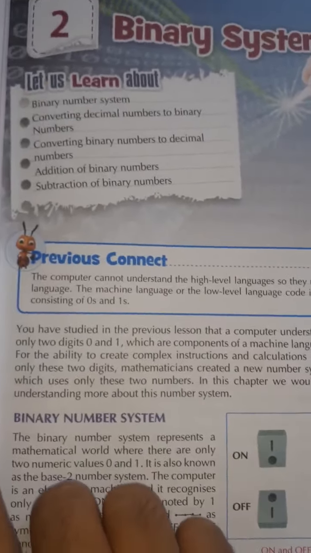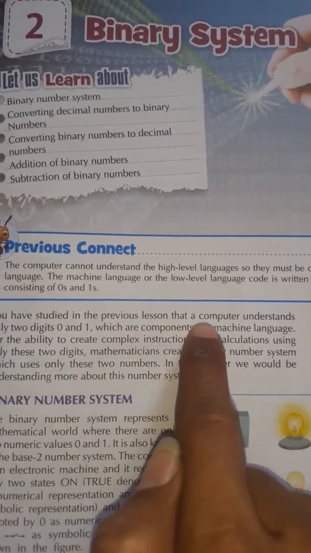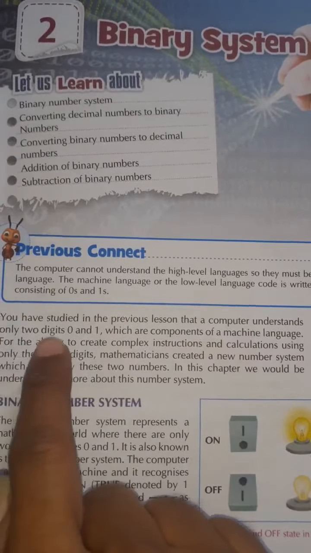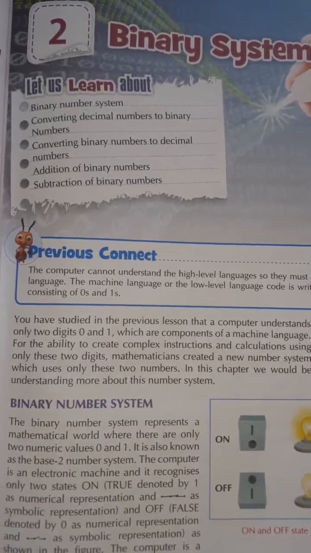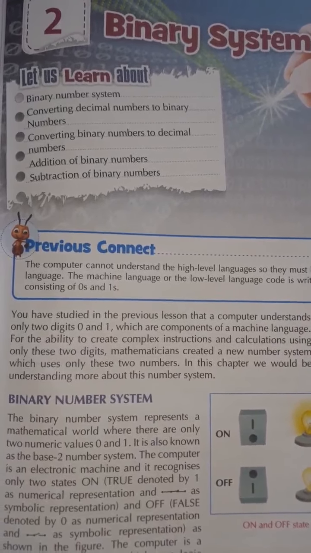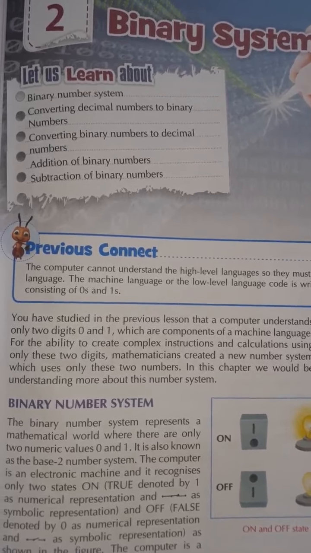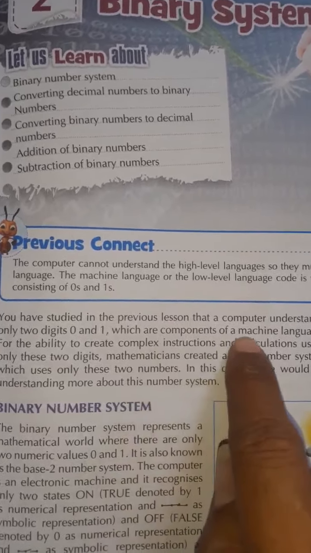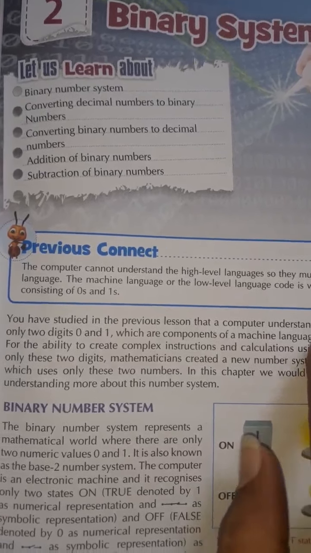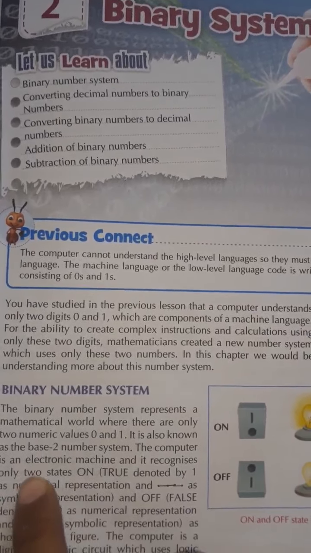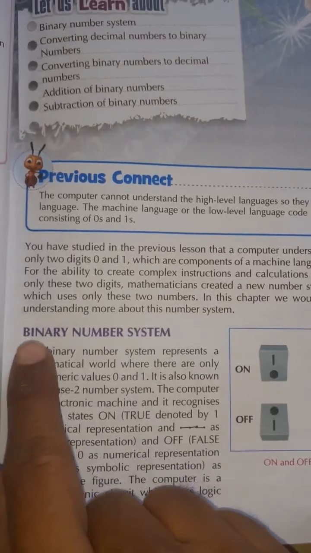Let us start our chapter 2nd. You have studied in the previous lesson that a computer understands only two digits, 0 and 1. We know that computer can only understand 0 and 1. These two digits are used in the computer language, and they are the components of machine language. So these two numbers are used in the binary number system. Now we start the binary number system.